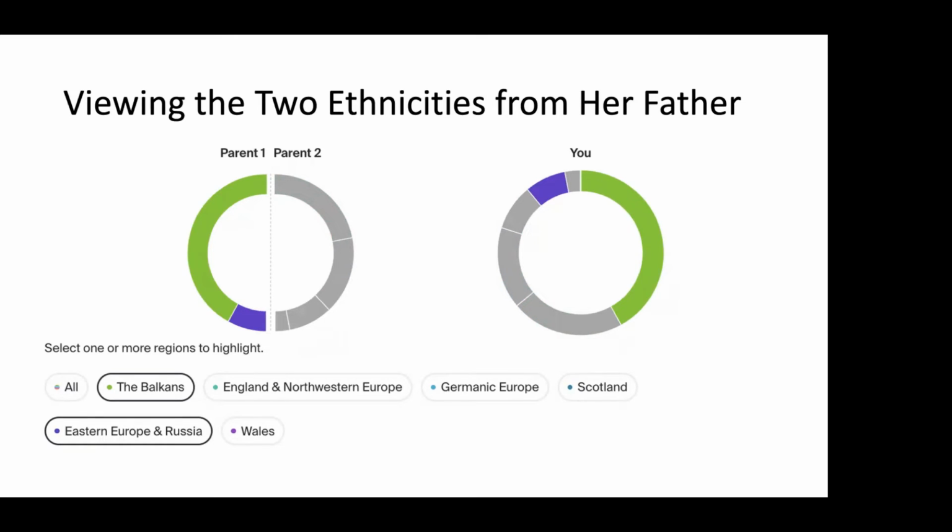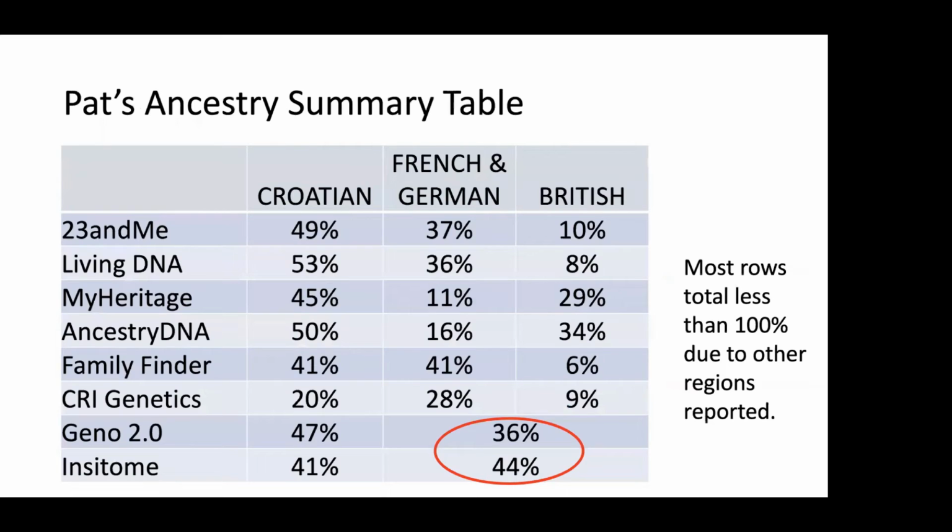You can select certain ethnicities to view them individually. By selecting these two, the Balkans and Eastern Europe and Russia, I can be 100% certain that parent 1 is Pat's father and parent 2 must be her mother. If you have a mix of similar ethnicities on both sides, you may not be able to determine which parent is which, but this is a fascinating new tool.